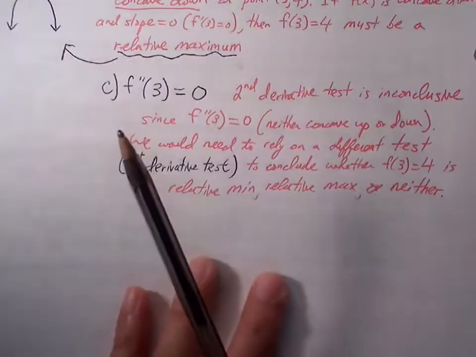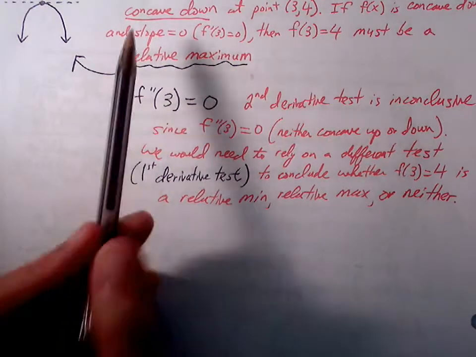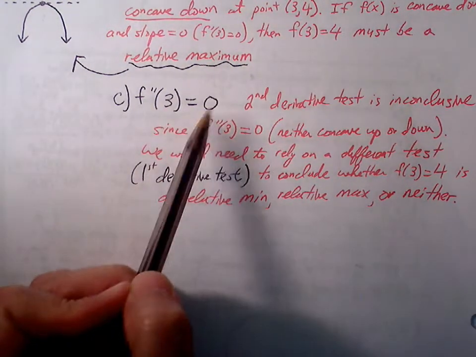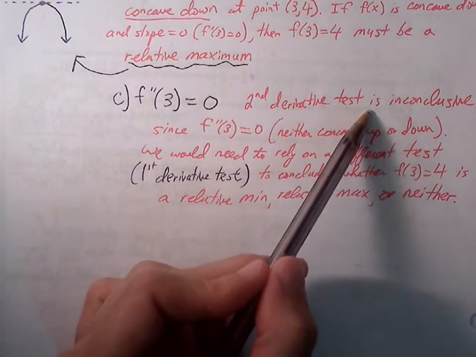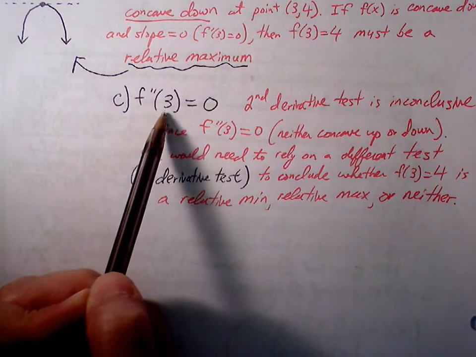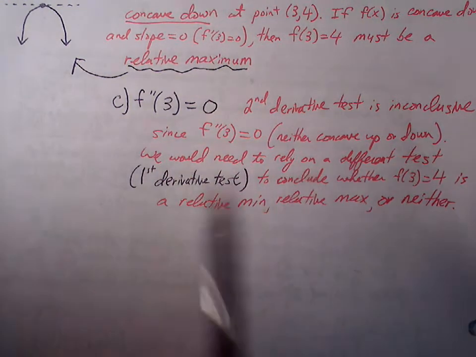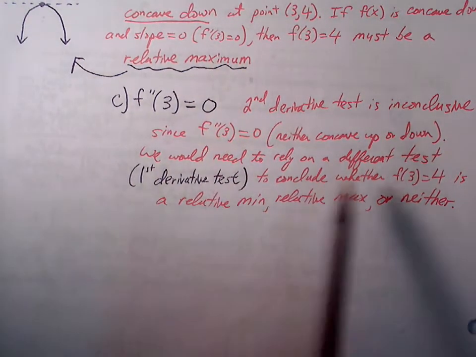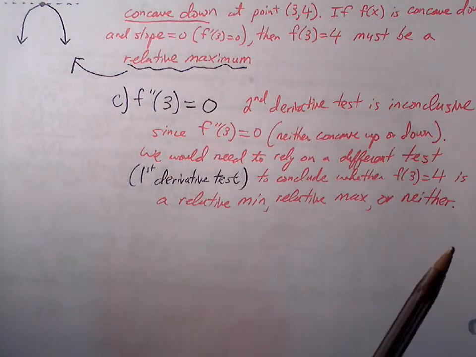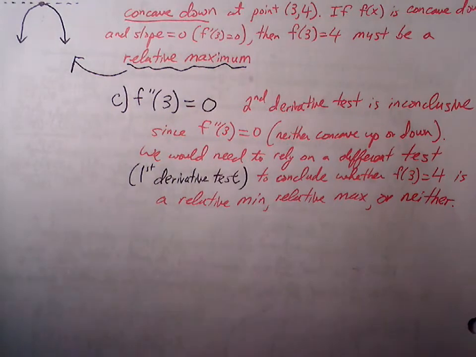And then the third thing is, let's say f prime of 3 is equal to 0, and the second derivative value also gives us 0. This means that we have an inconclusive test. This is not a good test to determine whether there's a relative max or relative min. We will have to rely on a different test, such as the first derivative test, to conclude whether our ordered pair is a relative max or relative min or neither. Okay.